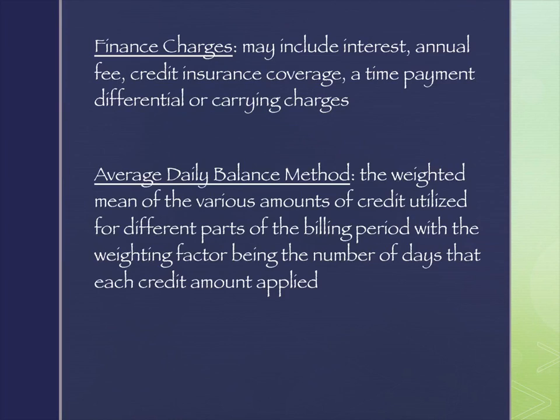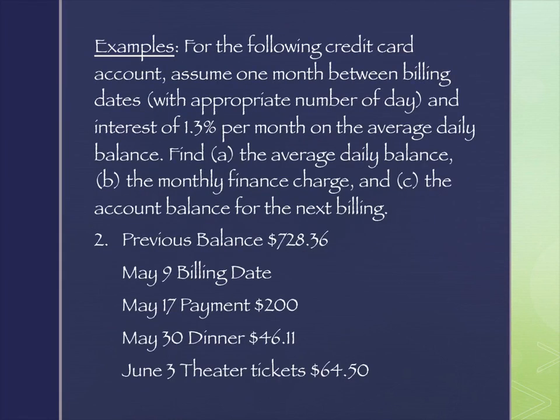Okay, so we're going to actually take a look at an example. This is the credit card account. We're going to assume 1 month between billing dates, which is pretty typical. So the appropriate number of days for whatever month we're in. So sometimes you have to pause and ask yourself, are we dealing with a 31 month, a 30 month, right? That kind of stuff, that's fine. And then we're going to find A, the average daily balance, B, the monthly finance charge, and C, the account balance for the next billing cycle, or for the next billing, excuse me.